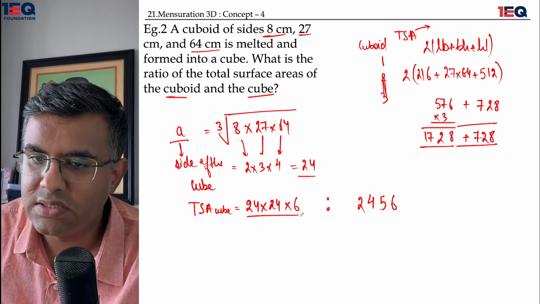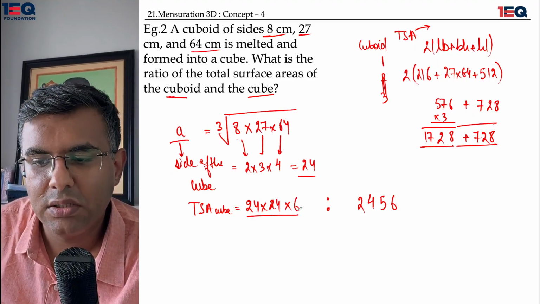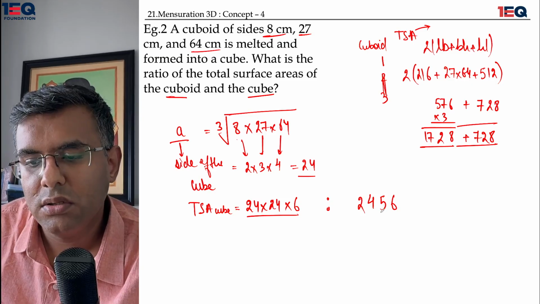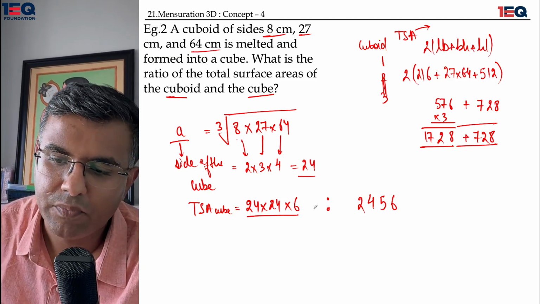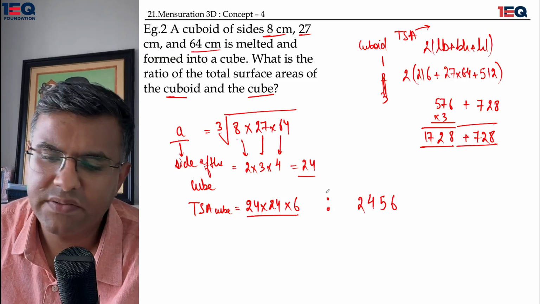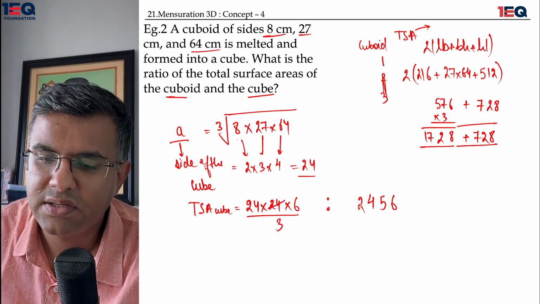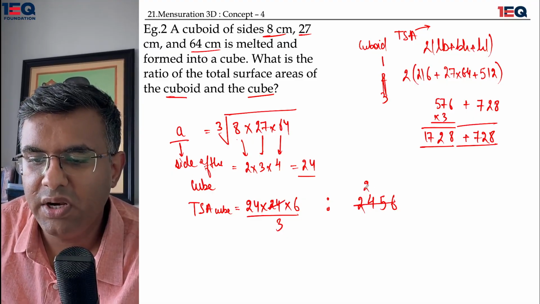This is my answer. I need to find out the ratios now. Is it a multiple of 3? No, it is not a multiple of 3. What about 8? 8 fives are 40, 8 sevens are 56. Yes. 8 sixes are 48. 8 twos are 16. No, 8 threes are 24.